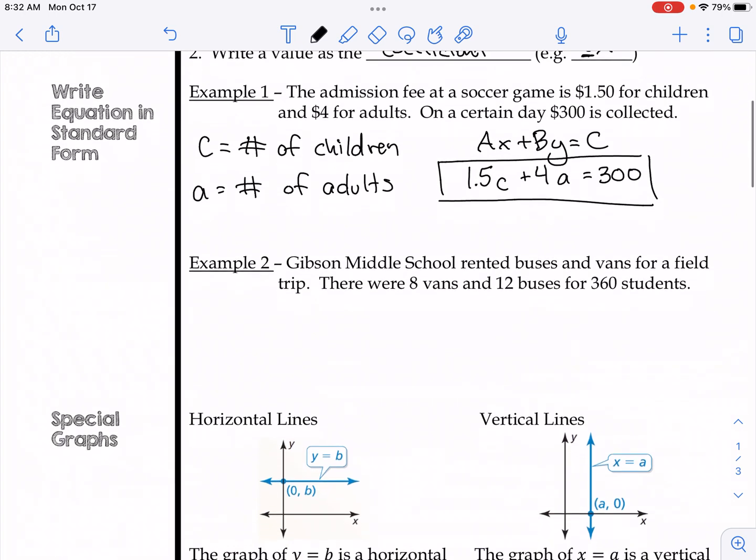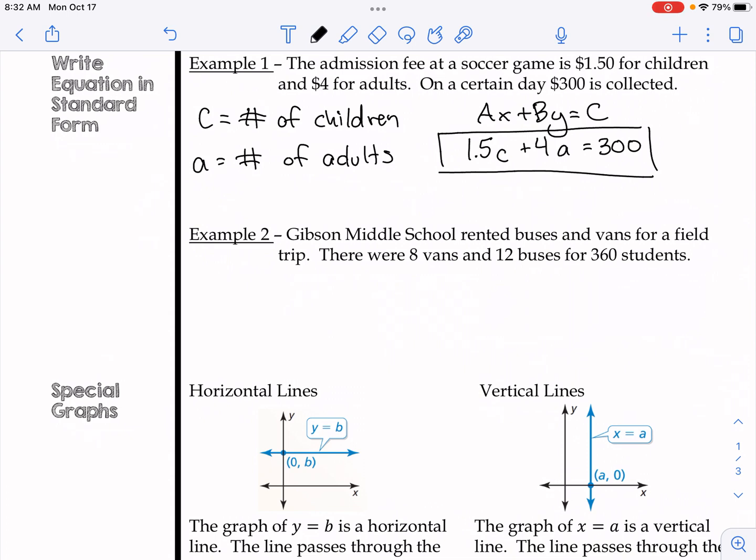Anyways, number two, Gibson Middle School rented buses and vans. So it looks like those will be our variables for a field trip. There were 8 vans and 12 buses for 360 students. So what do we not know, right? If we're caravanning a bunch of kids, we don't know, let's say B for buses, what is the bus's capacity? How many students can fit in the bus? And let's have V, that'll be the van's capacity. And I'll put cap here.